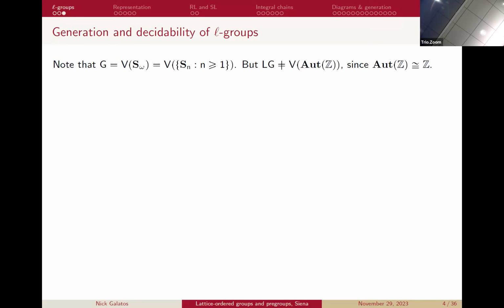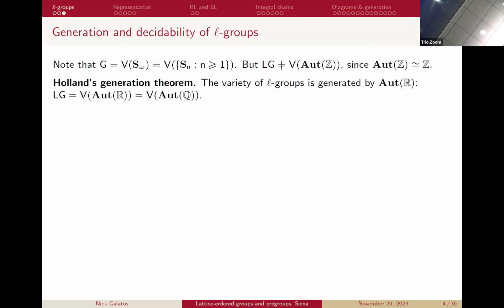Mm-hmm. So the naive hope would be that you take one infinite one. But no, you have to pick the correct infinite one. It's not going to be the automorphisms of Z that does this anymore. Forget about the ones based on finite chains, because these are trivial. So this is what I've been hoping for, but it doesn't work out of the box. But if you take something a little bit bigger, for example Q or R, then the automorphisms on that are enough to generate the whole variety of L groups.